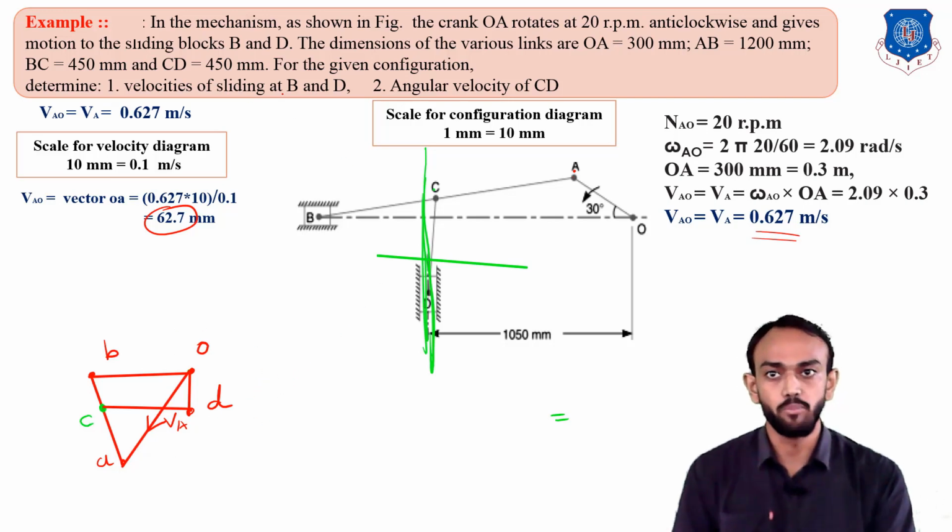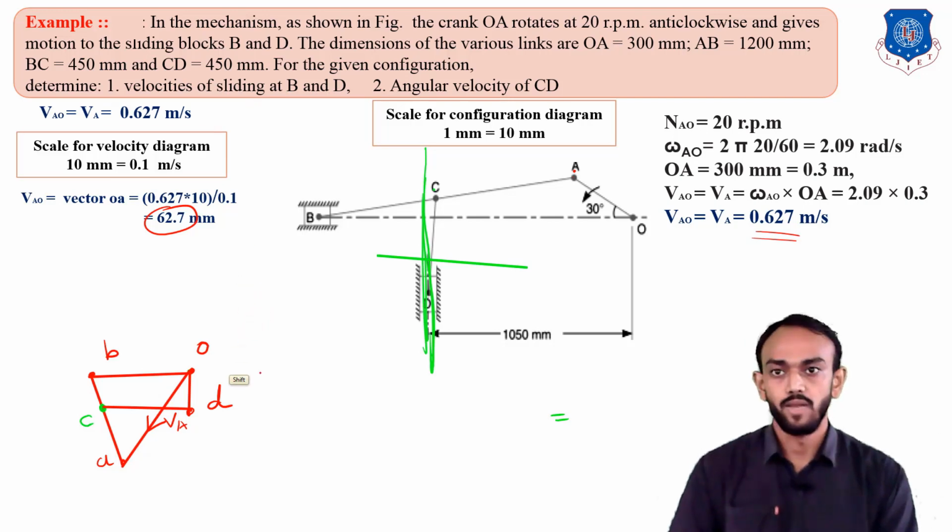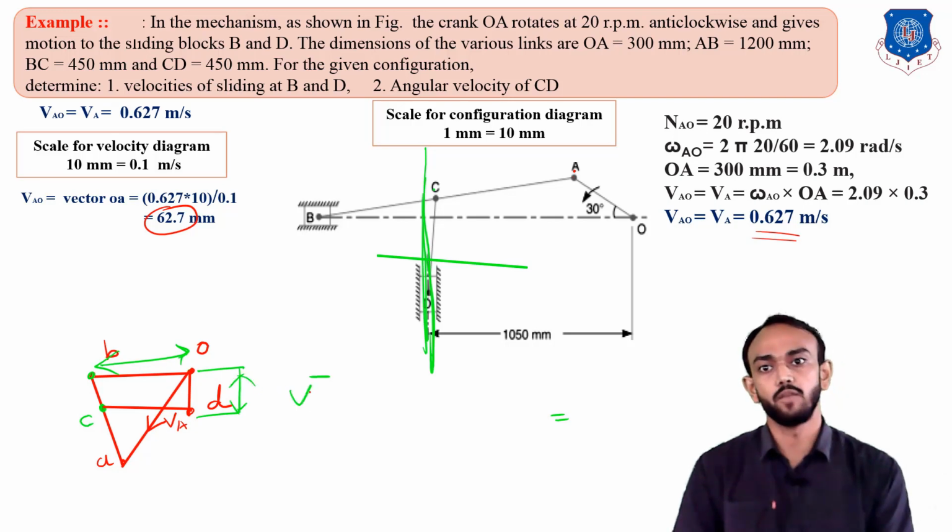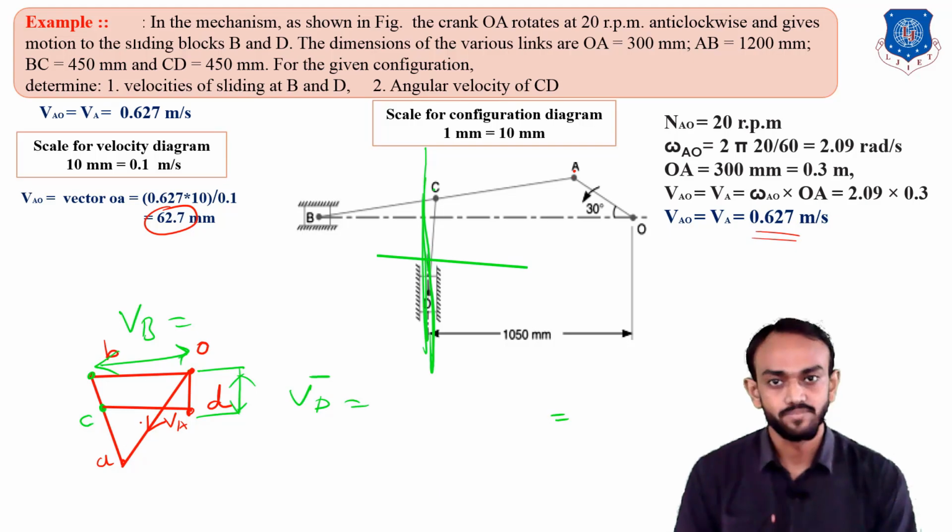You need the velocity of B and D. So velocity of B means this point, measure this distance from O to B, and you will find the velocity of B. And if you measure this distance O to D, you will find the velocity of D. Okay. Thank you.